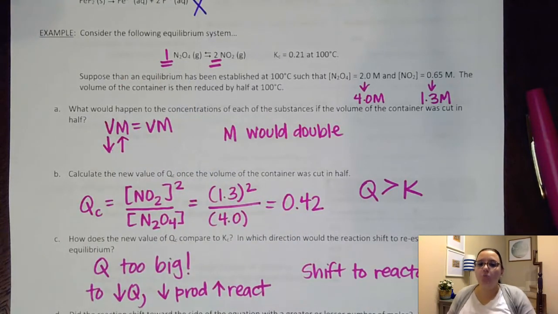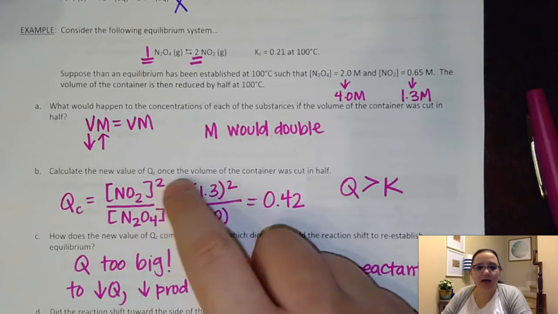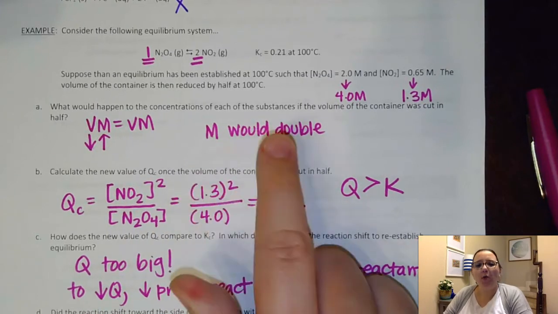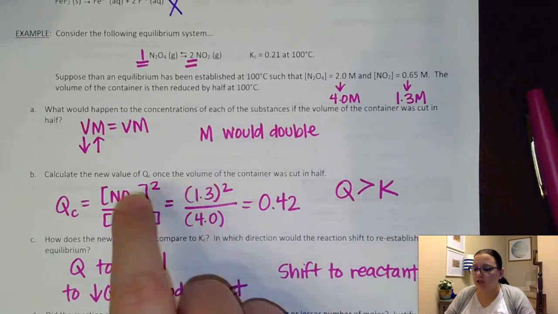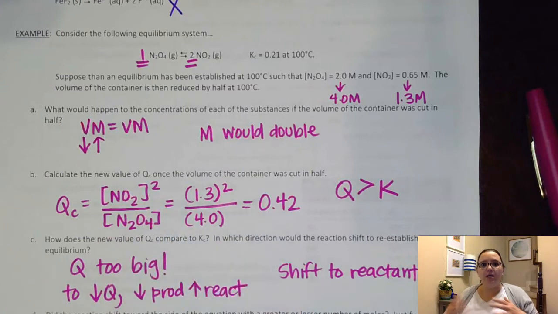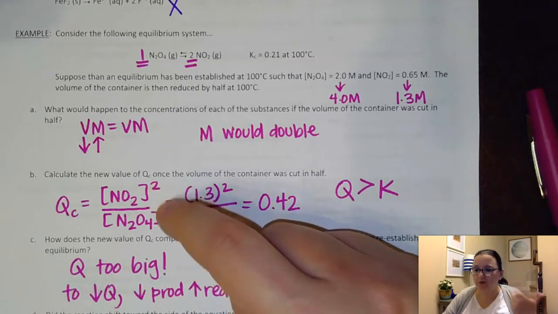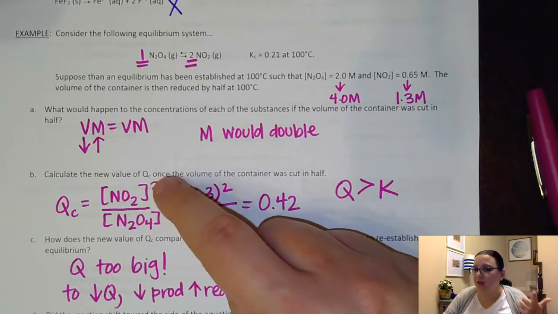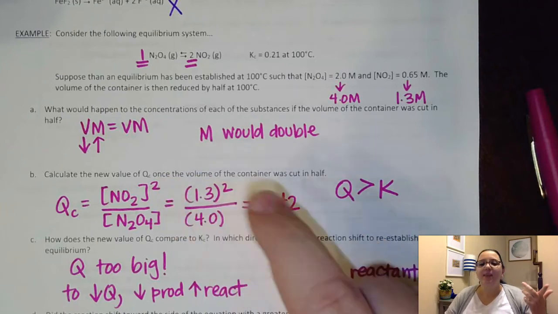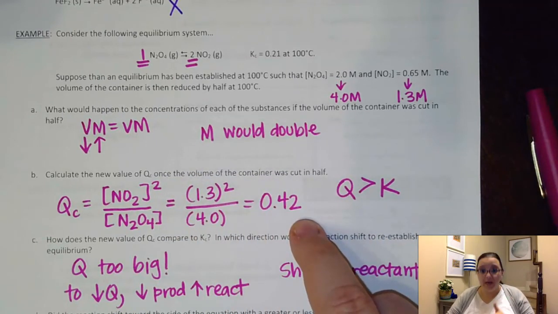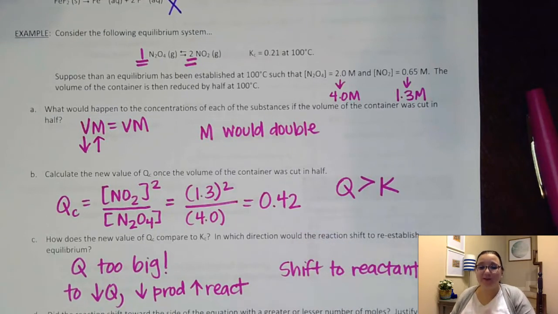Now the reason why this works actually has to do with these coefficients here. When I change the container, that changes both the individual molarities the same. However, because this numerator was squared where the denominator wasn't, because of the number of moles of gas, that ends up affecting our ratio in a particular way. So the reason why this works actually has to do with the coefficients.